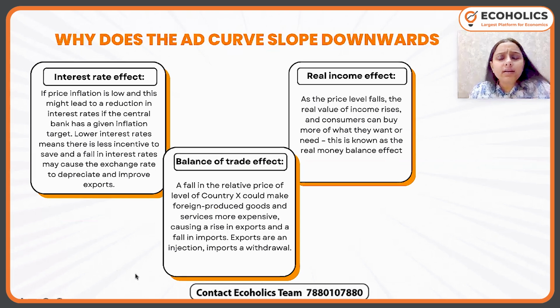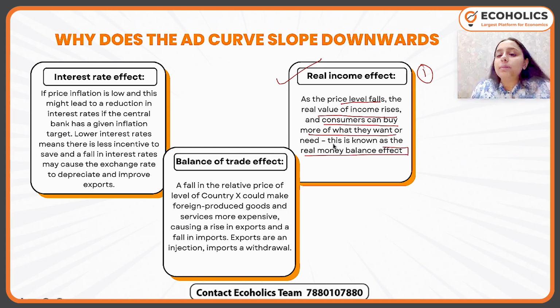But why is the aggregate demand curve sloping downward? We have just discussed that, but we will discuss it according to three different factors. The real income effect is something we have discussed. It says that when the price falls, given the consumer has the same income, so now you have 100 rupees. Earlier the price was 20, so with 100 you could buy 5 units of a good. But now if the price level has fallen to 10, with 100 you can purchase 10 units of the same good. So the real value of income rises and consumers can buy more of what they want. So this is the real money balance effect.